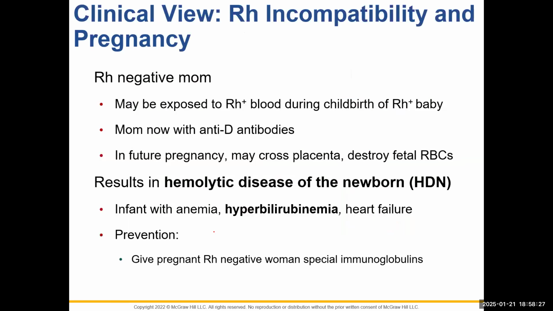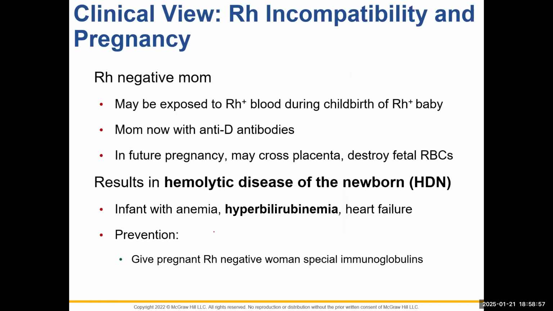All right, and then finally, our first clinical view, and the only clinical view for this lab, is going to be RH incompatibility and pregnancy. What does this all mean? Remember what I told you, the RH, that surface antigen D. An individual will not have antibodies until they are exposed to an RH positive person.